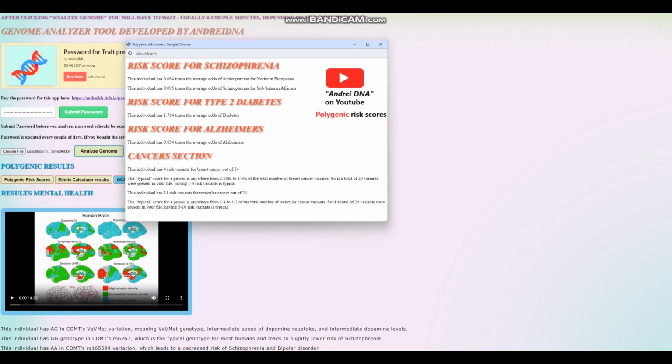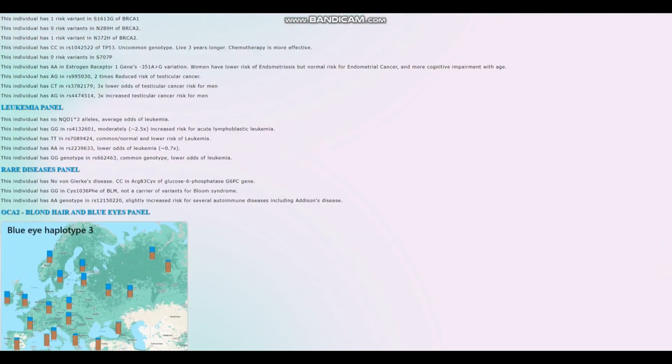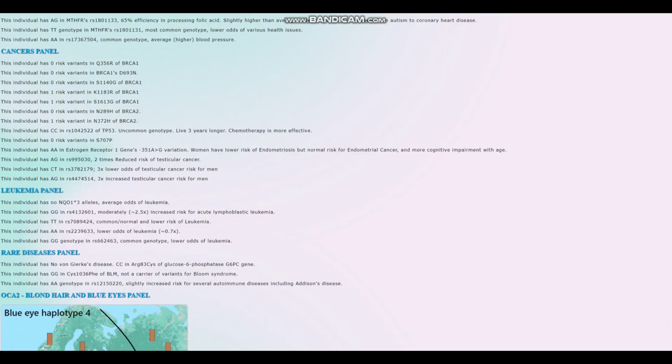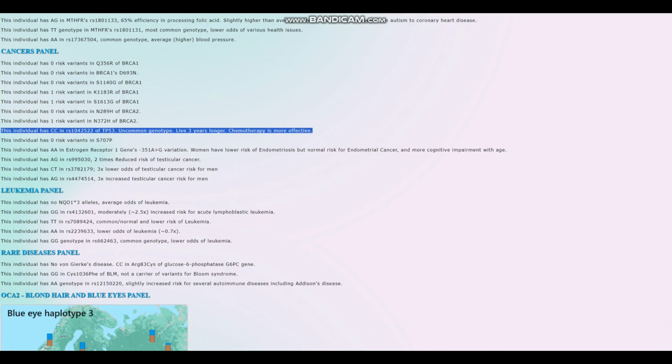So, for example, if you open the polygenic risk scores, you see there is a risk variance for cancers, right? 14 out of 24 for testicular, 4 out of 24 for breast cancer. You see, the thing is, this is not one of them. This doesn't play a part. I just put it here because I didn't know where else I could put this. I couldn't really put it into a miscellaneous section because I can't really put stuff about living longer and chemotherapy in the same category as micro P, you know? It just wouldn't seem right. So that's why I put it in the cancer section.